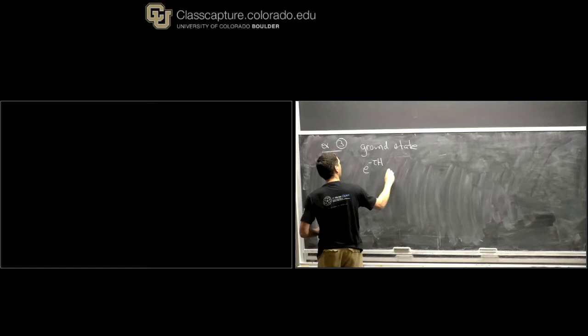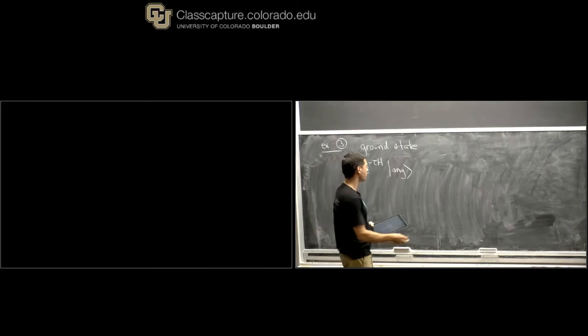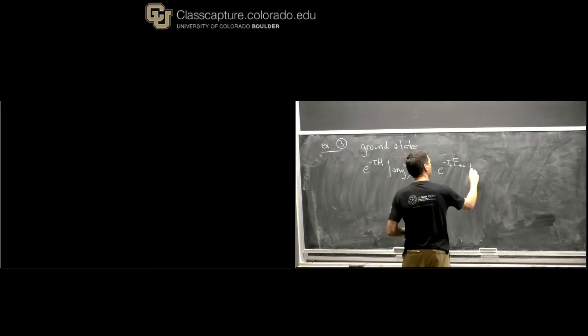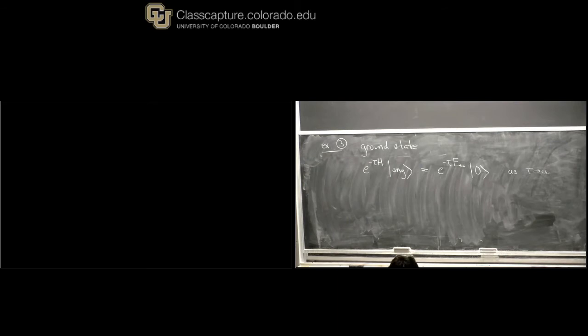The most important state that we construct this way is probably the ground state. If we start with any state and evolve in Euclidean time long enough, we're going to project it onto the vacuum. So this is going to be given approximately by e to the minus tau times the vacuum energy times the vacuum state as tau goes to infinity, just because evolution in Euclidean time damps excitations, and if you do it long enough, you damp all the excitations and you land yourself in the ground state.